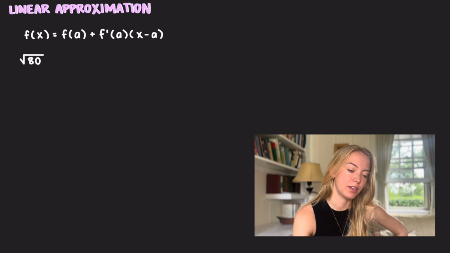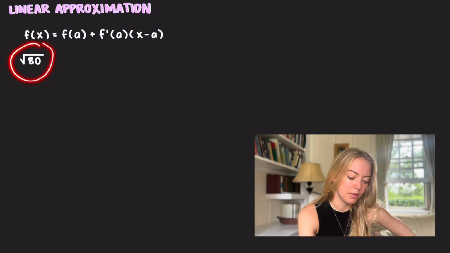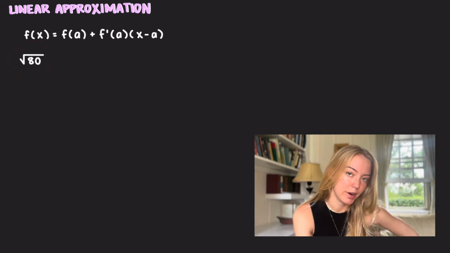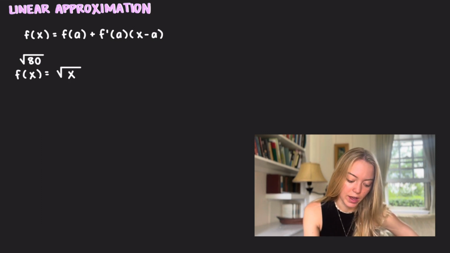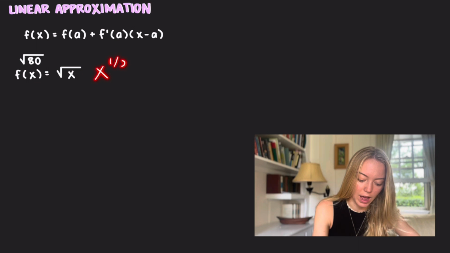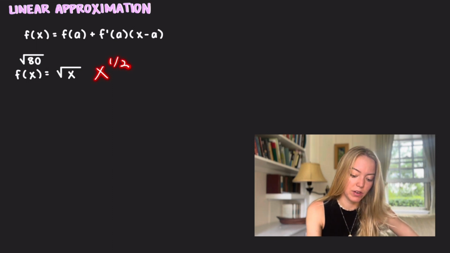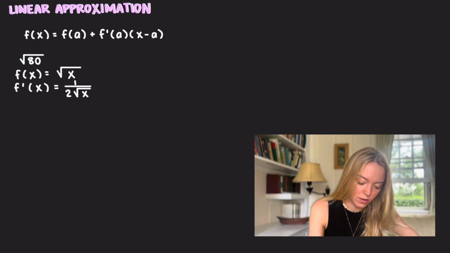Okay, this one looks a little bit different, kind of. Square root of 80. Let's do the linear approximation of it. Well, we can tell that our f of x is going to be just the square root of x, which is, again, x to the 1/2. So when we take its derivative, it's going to be this.